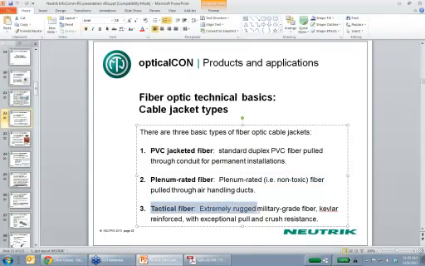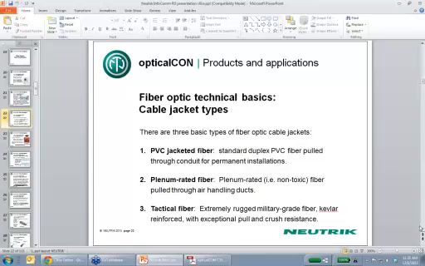And then there's this tactical fiber. This is the stuff that we've been looking at. Again, it's Kevlar reinforced, and Kevlar is the same as aramid yarn, same stuff. The tactical fiber has exceptional pull and crush resistance. So let's take a look at some of these here.